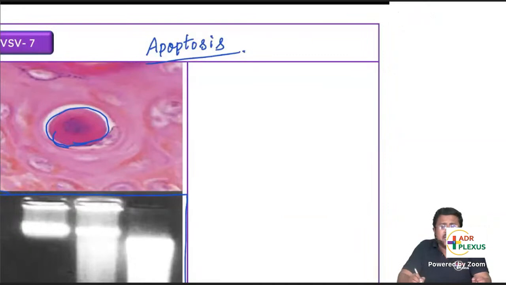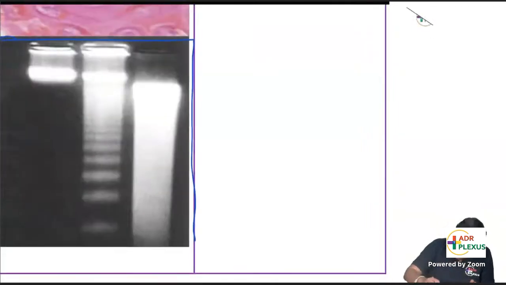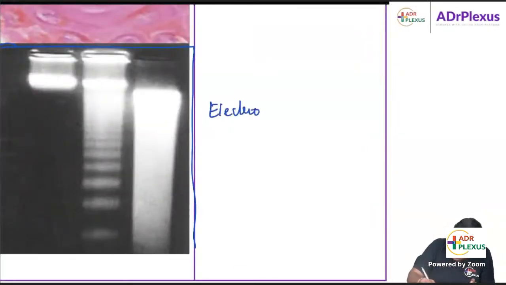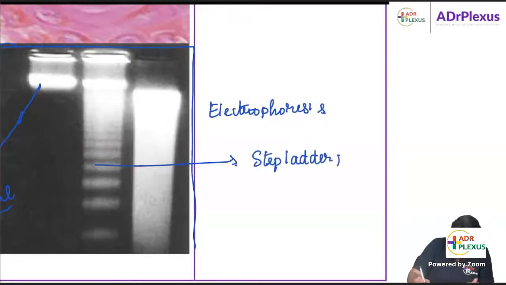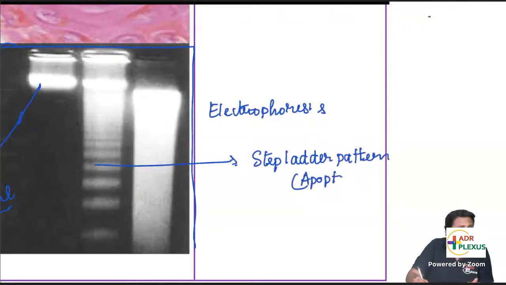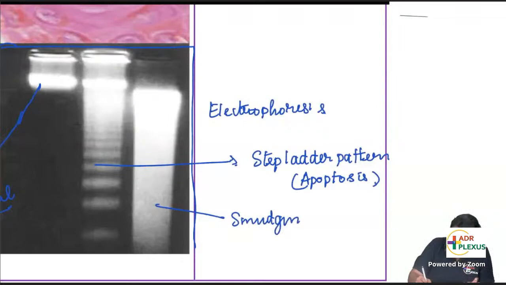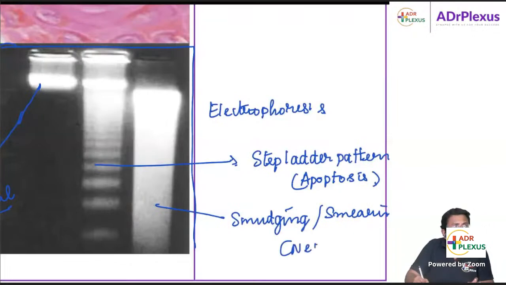So, apoptosis. Can you think of which other? Very good. In the electrophoresis, this is the normal pattern. And here you will get this step ladder pattern. The step ladder pattern is characteristic of apoptosis. This is the smudging or smearing pattern, which you can get in necrosis.